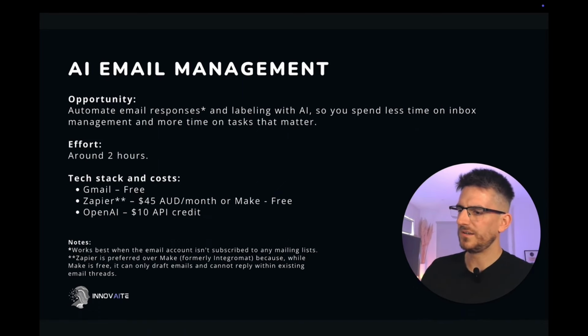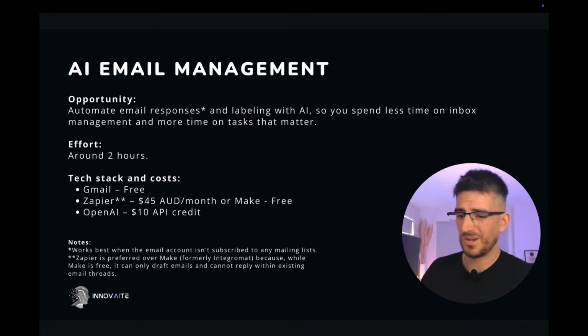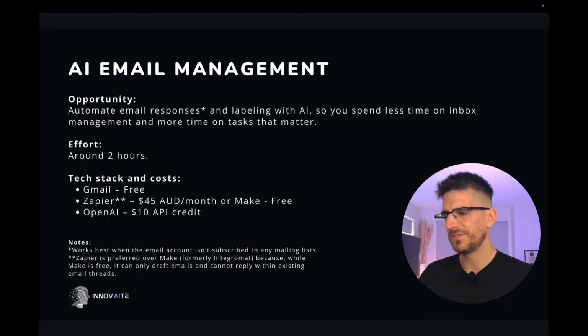The tech stack we're using is Gmail, which is free, Zapier, which is $45 a month, or Make, which is free. Although Make is free, I personally prefer Zapier because Zapier responds to emails with the email history. Make just creates a new email. I am showing you both, so hey, whatever works for you. We're also using OpenAI and we need about $10 worth of credit just to use the API.